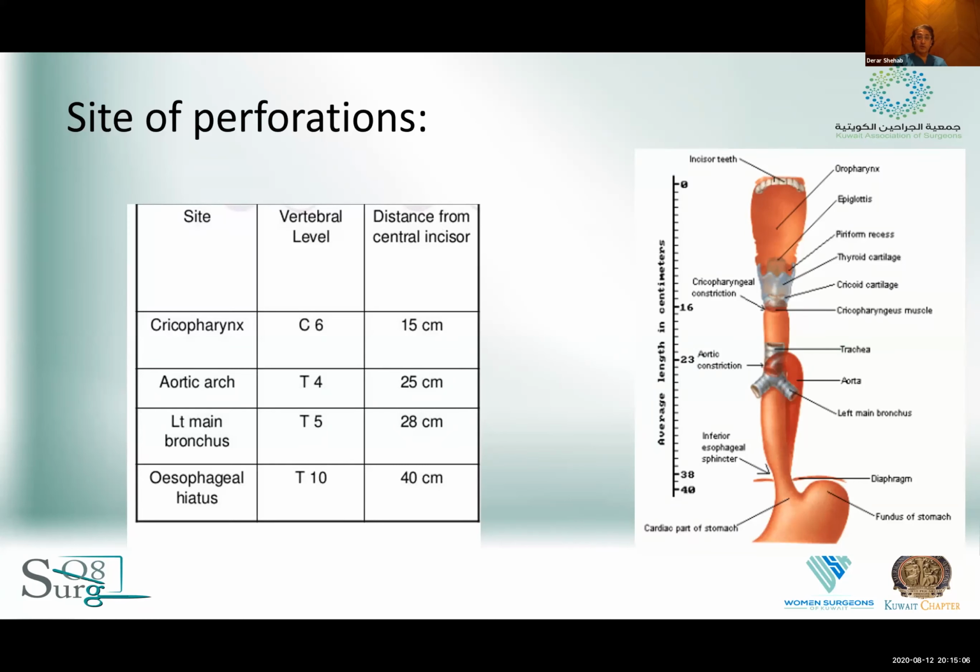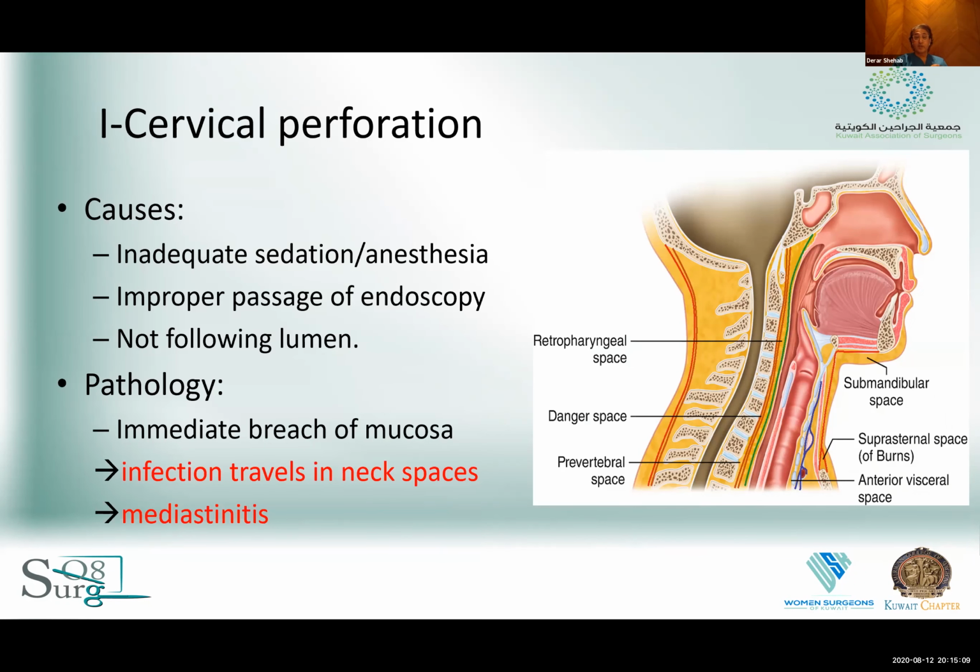We'll talk a little bit more about the cervical perforation. Cervical perforation is mostly caused by iatrogenic causes or by endoscopy. The causes that may increase the risk for perforation are inadequate sedation or anesthesia, when the patient is fighting with the scope or with the endoscopist, or if the endoscopist is not really experienced in using endoscopy and manipulating the esophagus, or not following the rules like following the lumen of the esophagus.